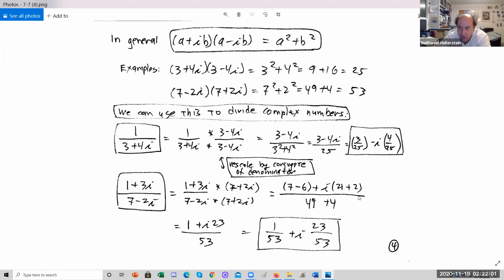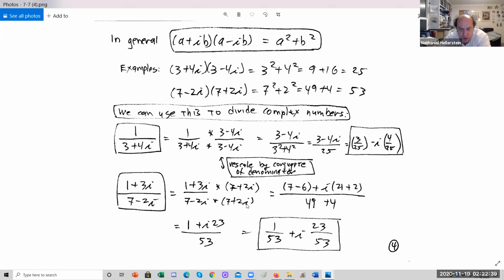Now here we have a ratio: 1 plus 3i over 7 minus 2i. This again we rescale by the conjugate of the denominator. The conjugate of 7 minus 2i is 7 plus 2i. I always switch the sign of the imaginary part. So 7 plus 2i, 7 plus 2i. Multiply across and we get the usual stuff. Okay, 1 times 7 minus 3 times 2, that's 7 minus 6. 3 times 7 plus 1 times 2, that's 21 plus 2.